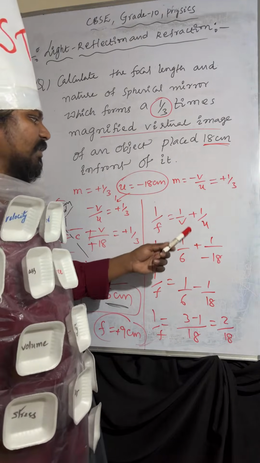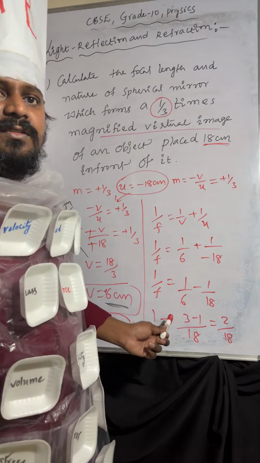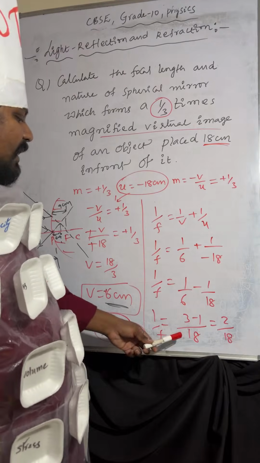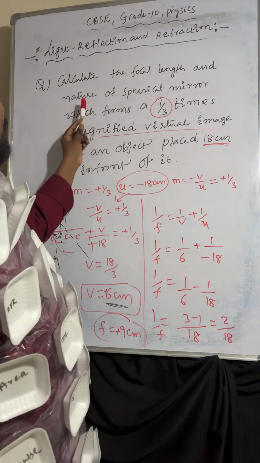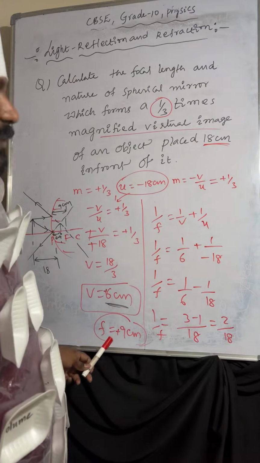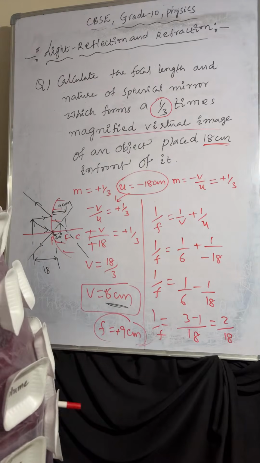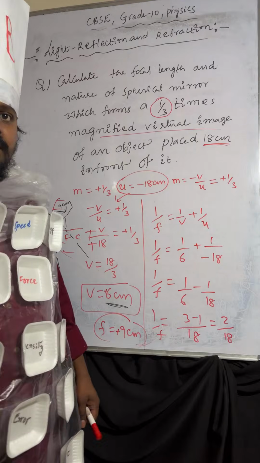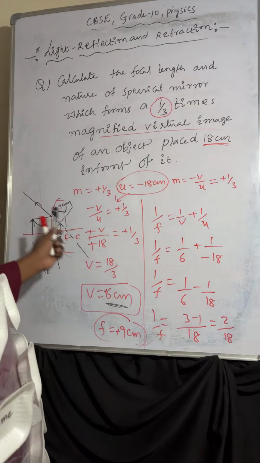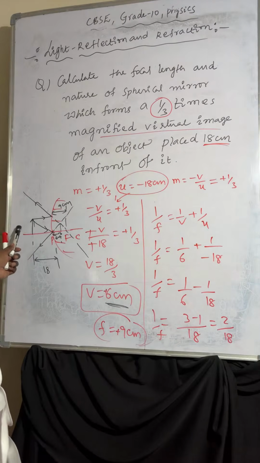1 by f equals 1 by v plus 1 by u. Substitute the values, then you will get the answer, f, the focal length. They are asking to find the focal length and the nature of the mirror. Understood? So it is diverging in nature, whenever light is incident on it. You can see this is the diagram, image formation.